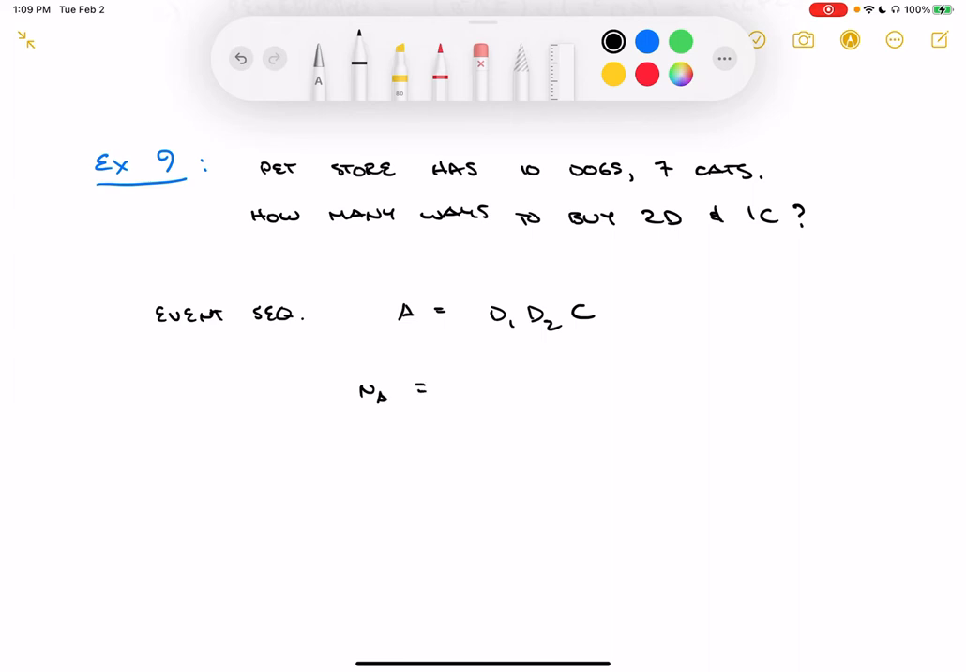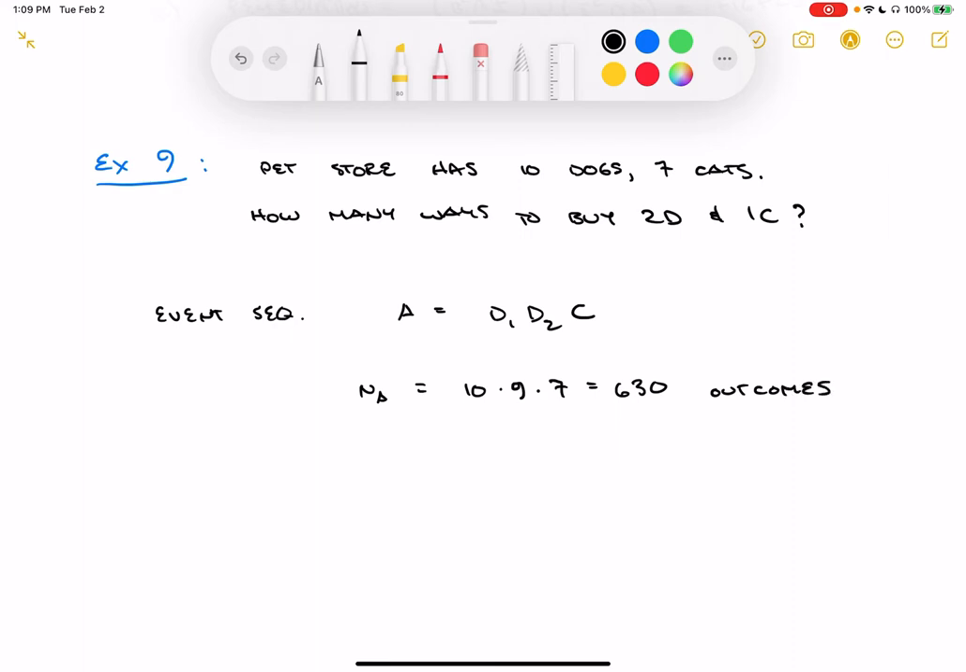Well, there are 10 dogs originally, so there's 10 ways to pick that first dog. Once that first dog has been removed, he's no longer for sale, so the person who comes and buys the second dog of the day only has 9 to choose from. And then the very last person chooses from the cats, and they were full at the time with a total number of 7. So if I go ahead and do that, that's just a product rule. I can go ahead and get a total of 630 outcomes that are possible for this event sequence A.